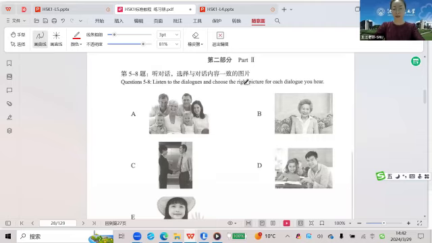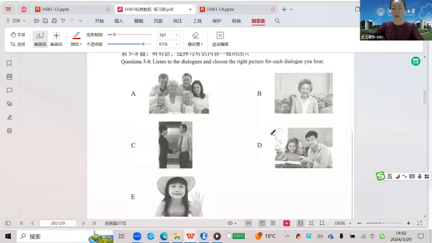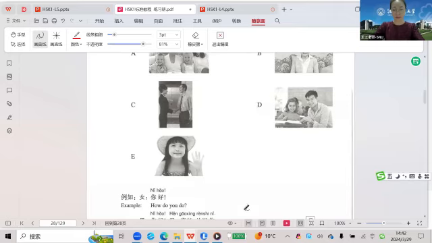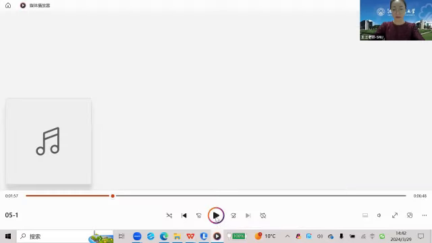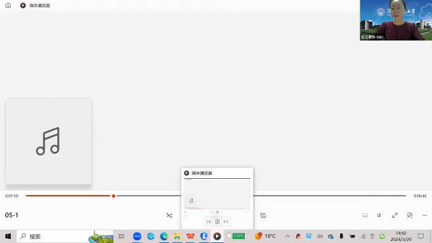Listen to the recording of part two. In this part, we'll hear 4 dialogues, look at the pictures and match the dialogues with the pictures, okay? So let's go on. And you can write down some key words of what you have heard.